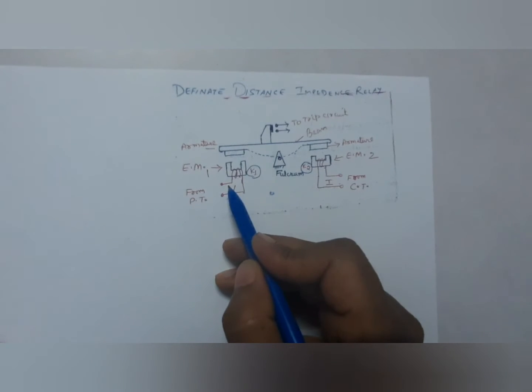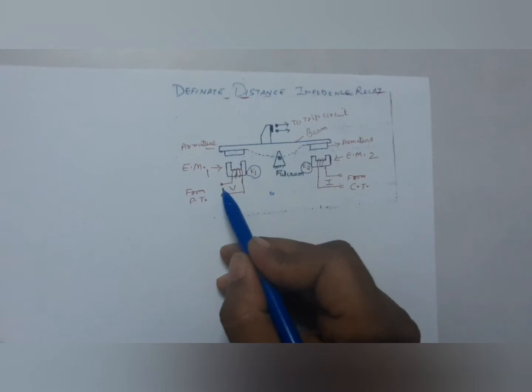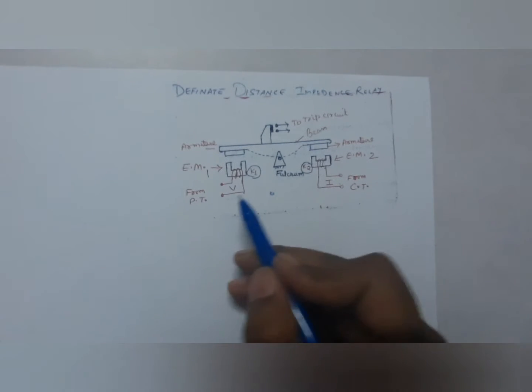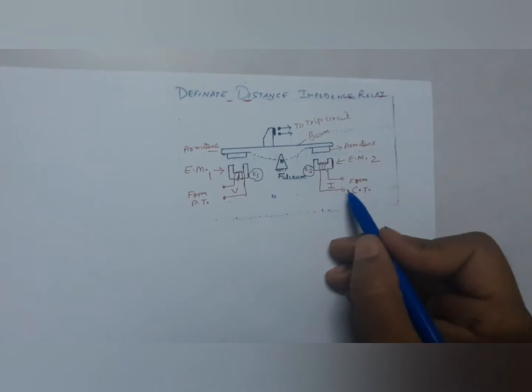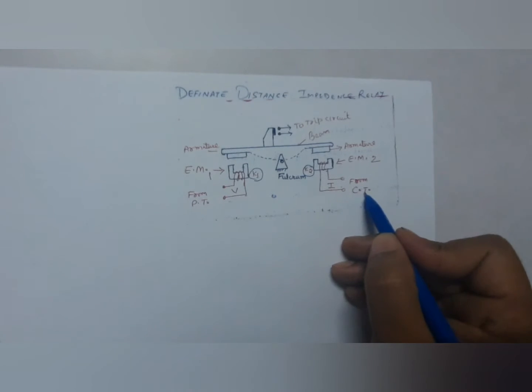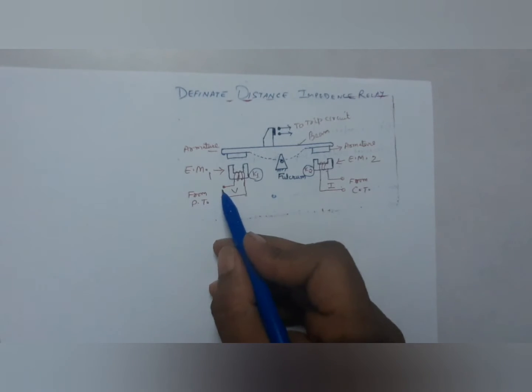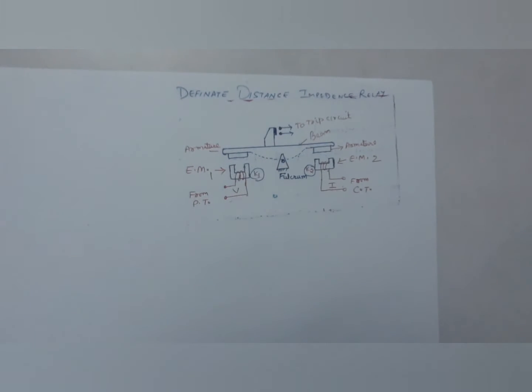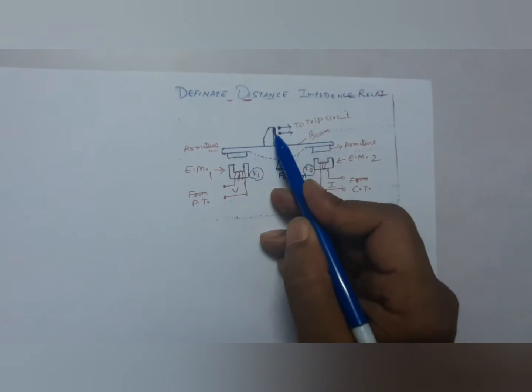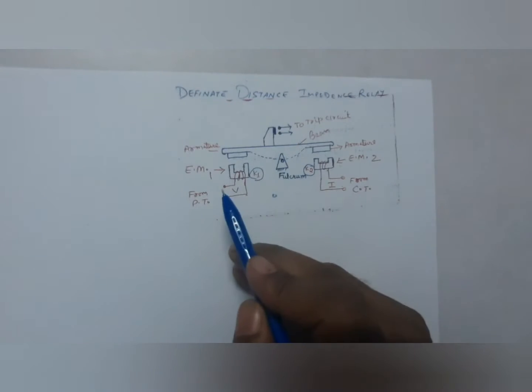From electromagnet 1 we are connecting a voltage source, and to electromagnet 2 we are connecting a current source which is coming from a CT, and voltage is coming from the PT, and they are coming from the actuating signal of the line which is to be protected, or the circuit which is to be protected. And we have a moving contact and a fixed contact here.